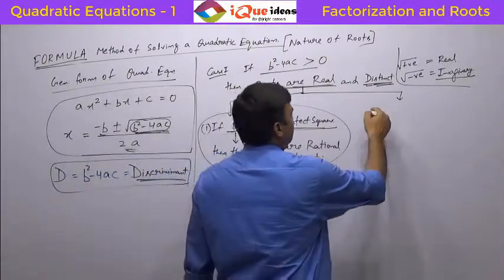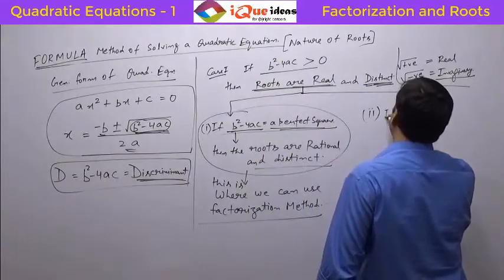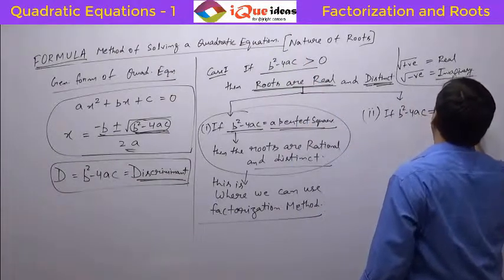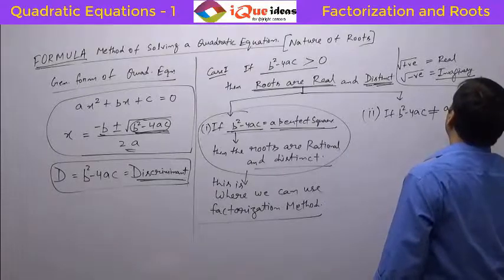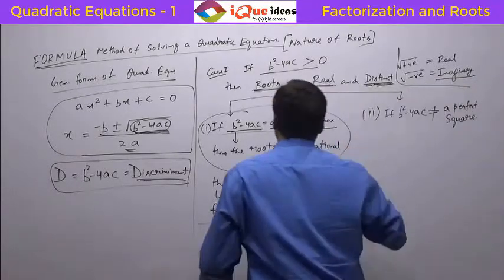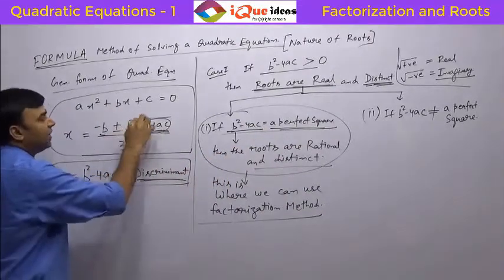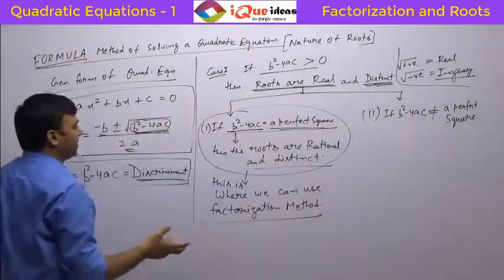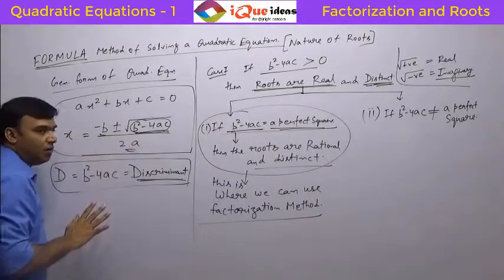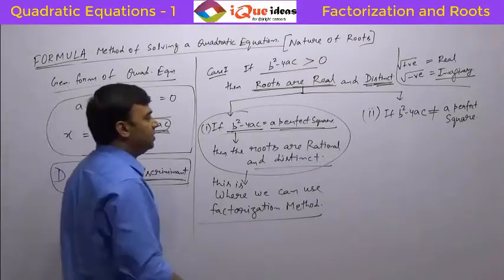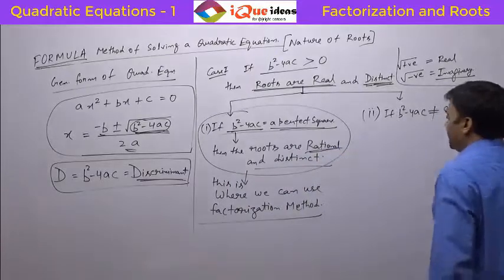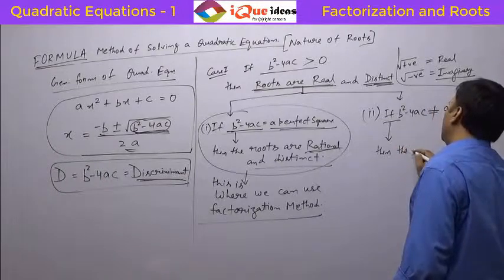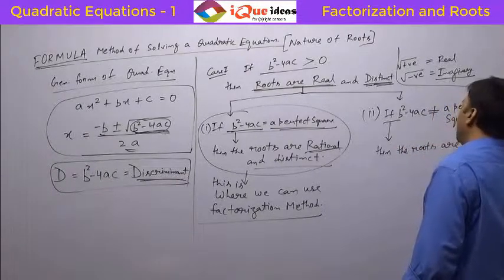Now let's take the second condition. What if b square minus 4ac is greater than 0 but not equal to a perfect square? Then what will happen? If it was a perfect square, the root would have gone out, so we would get a rational number. Whereas if b square minus 4ac is not a perfect square, then the root will remain there, it will not go out. Now if the root does not go out, the roots are irrational.